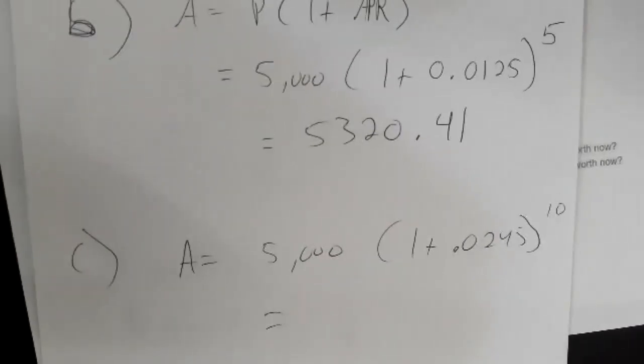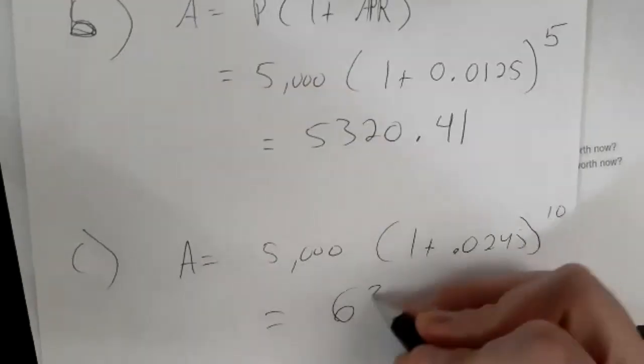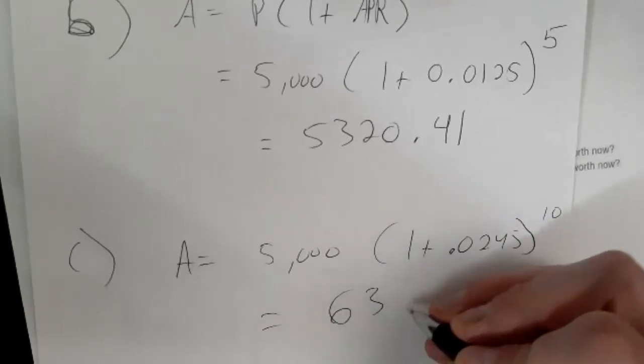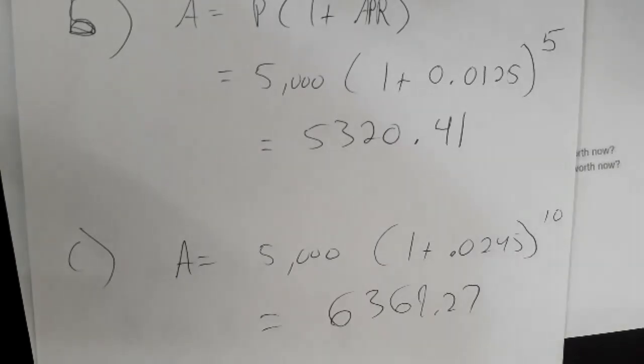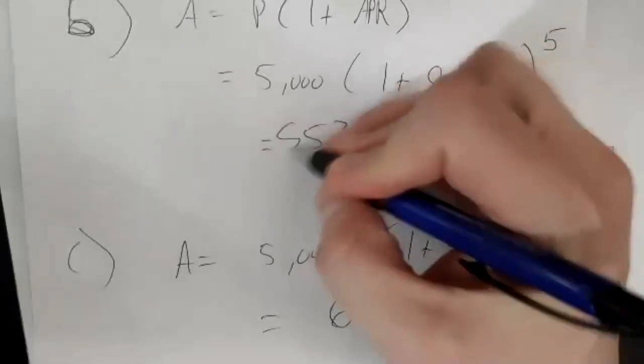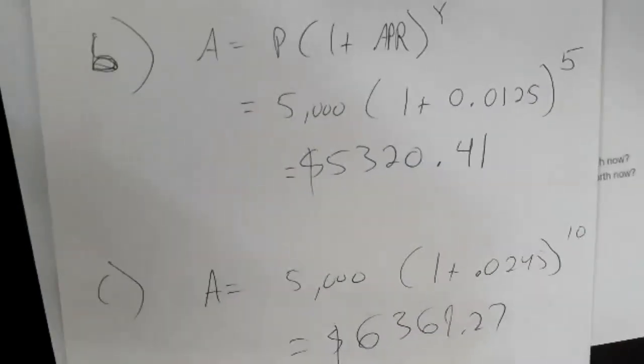Already, I hope you realize you should be getting more money on this one, right? You're doing it for longer, and you have a larger APR amount. I'm doing this right quick, but 6,369.27. So that's the setup. That should be what you get. That's what the book's getting. So I think we're good. Questions about these two or how to find that amount given an annualized return?